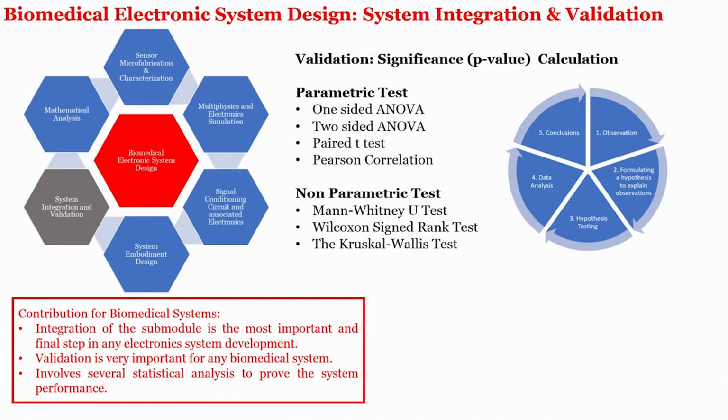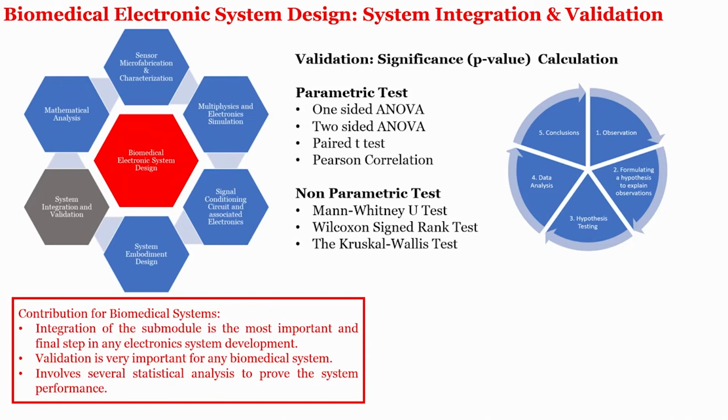Then we have also understood the integration of the sub module, which is a very important part in the final step of any electronic system development. Validation is another part: once you make a system, have you validated the system? And finally, the statistical analysis that will help to prove or understand the system performance.